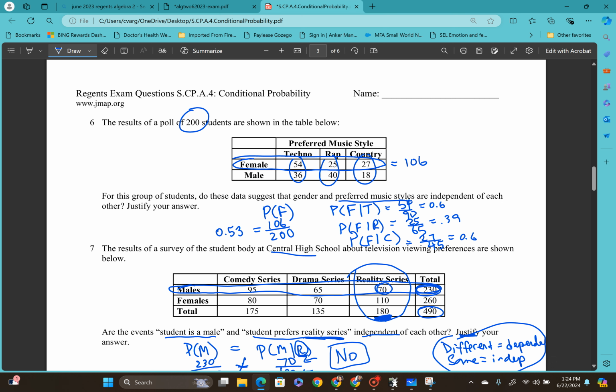If they are the same, none of these are the same, right? 0.5, 0.53, these are all different. Okay. So for this group of students, do this data suggest that gender and preferred music styles are independent? The answer is no. 90% of the time, it's going to be no. I'm not sure what they're going to do on Monday, but check your answers anyway. If they're different, they're dependent, they're not independent. So, are they independent of each other? The answer is no. Okay, they do not appear to be independent. And justification is right. All this work, these are not the same. Okay, all right. I think you get the point.